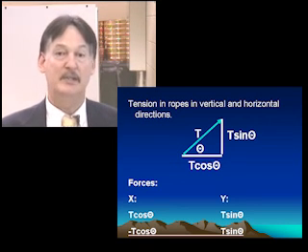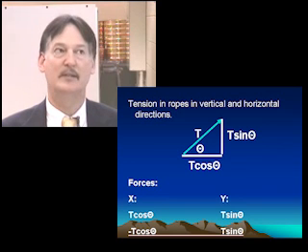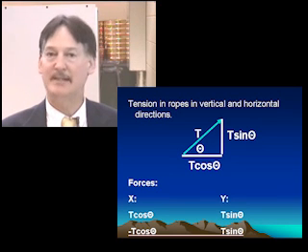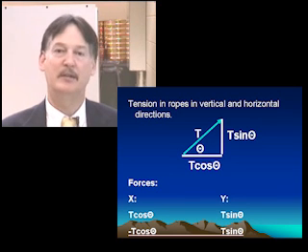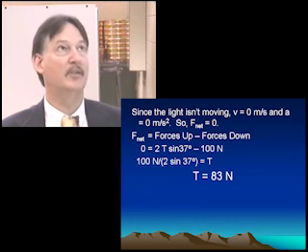The table shows under the X direction, T cosine theta, the portion pulling to the right, and then the left-hand wire, negative T cosine theta, pulling to the left. So in the X direction, those two pieces sum to 0. But in the Y direction, those two pieces sum to 2T sine theta.